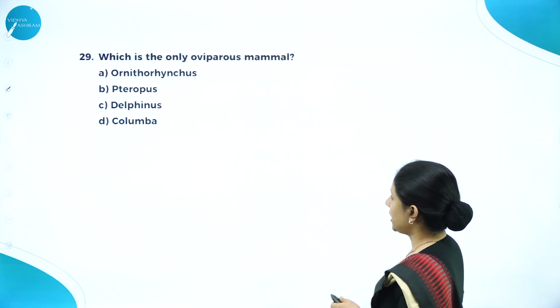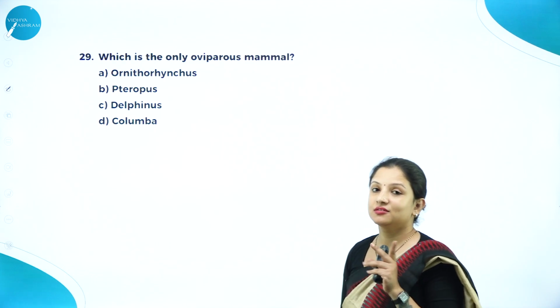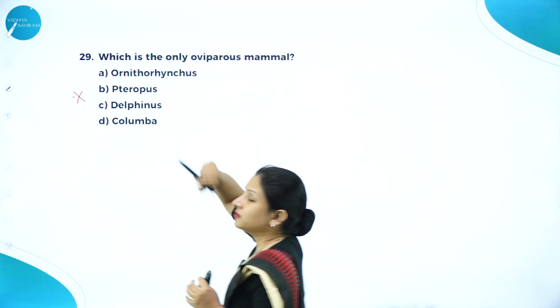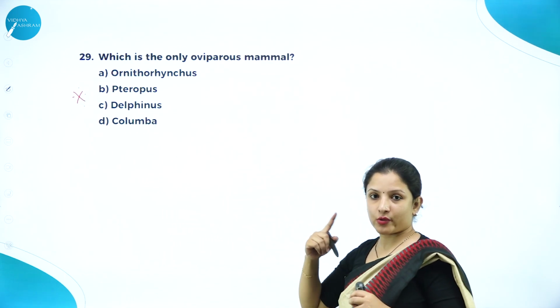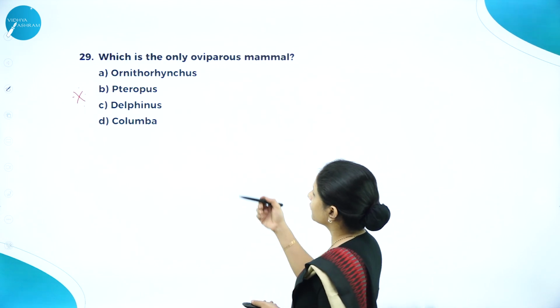So next question, which is the only oviparous mammal? Oviparous, this is one of the very important questions. Even, crop and gizzard is found in which class? A question like that can also be asked. It is class Aves. That is also very important.